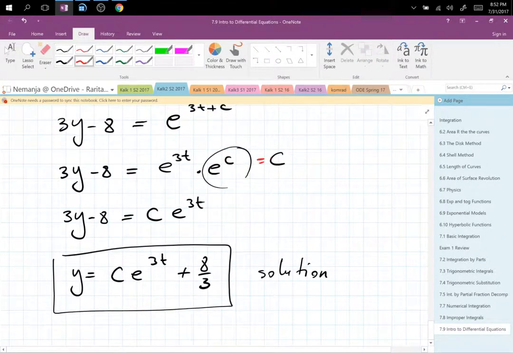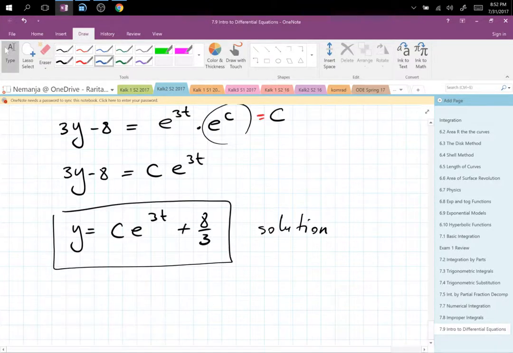Now my favorite part is check. As a student, I always loved integration because it was easy to check. You take the derivative of what you get, and if you don't get what you started from, it's wrong. It's very simple.